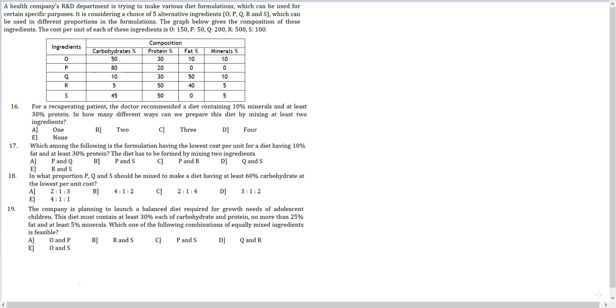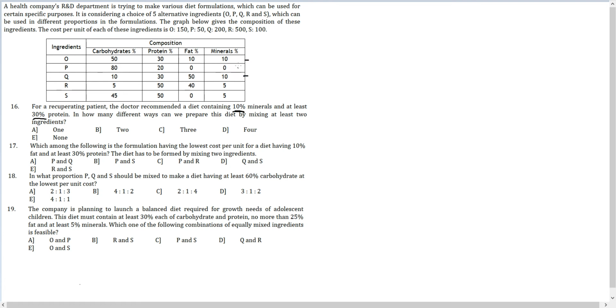for a recuperating patient, the doctor recommended a diet containing 10% minerals and at least 30% protein. In how many different ways can we prepare this diet by mixing at least two ingredients? At least two ingredients have to be mixed, and we need a diet containing 10% minerals and at least 30% protein. Okay, let's see. In the minerals column, you have 10 here, you have 10 here.